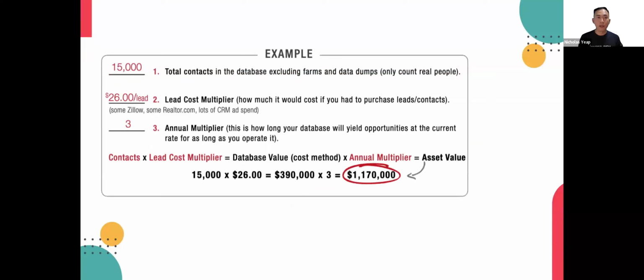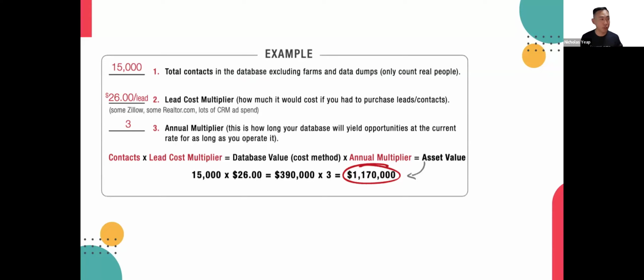So assuming that you have 15,000 contacts in your database right now, and of course you exclude your farmings and data dumps, and only count the real people. So they have 15,000 people, and they average about $26 per lead. So we have to put in our context how much money you actually put in RM for every lead that you generate, and how many years this lead will bring you an opportunity as long as you are in the business.